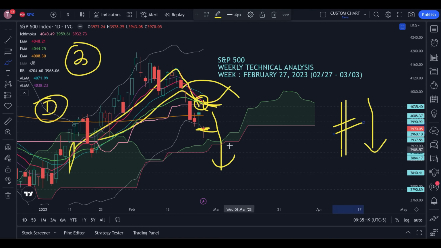Then comes the Ichimoku cloud. Because the S&P 500 is still trading above the Ichimoku cloud, this means that the S&P 500 is clearly bullish through the Ichimoku cloud. Now comes some other technical indicators.